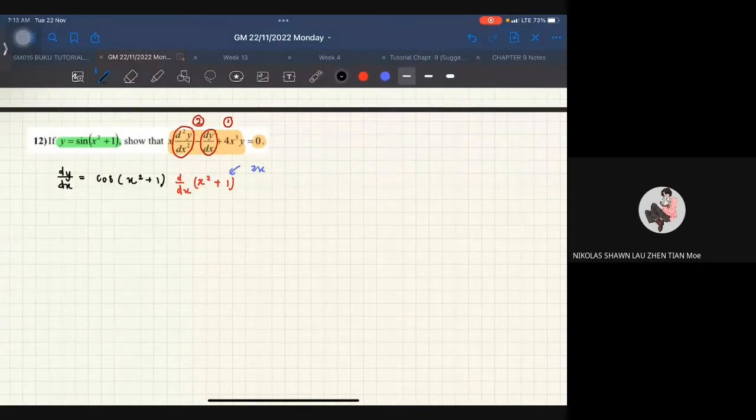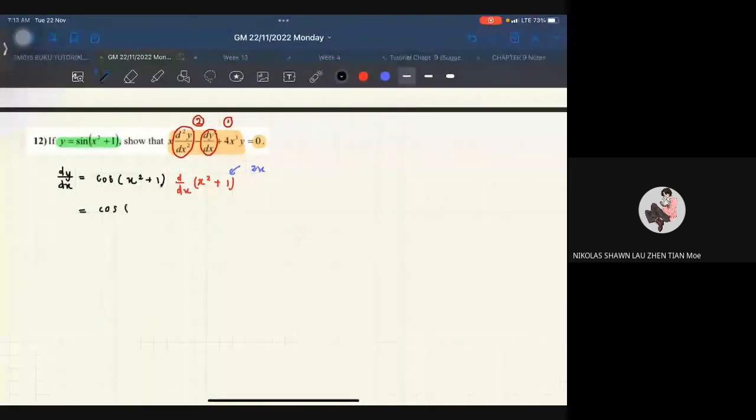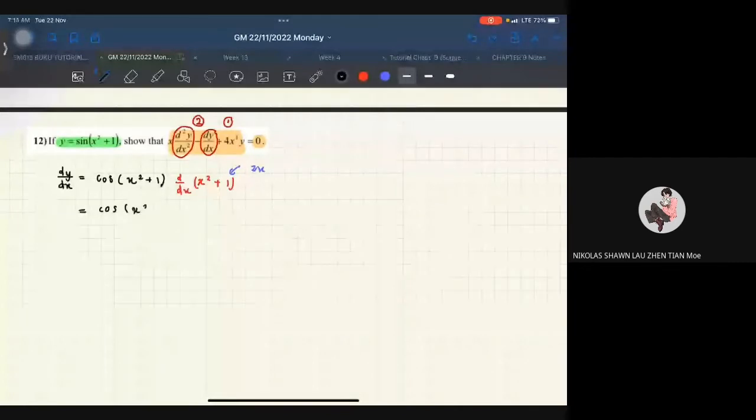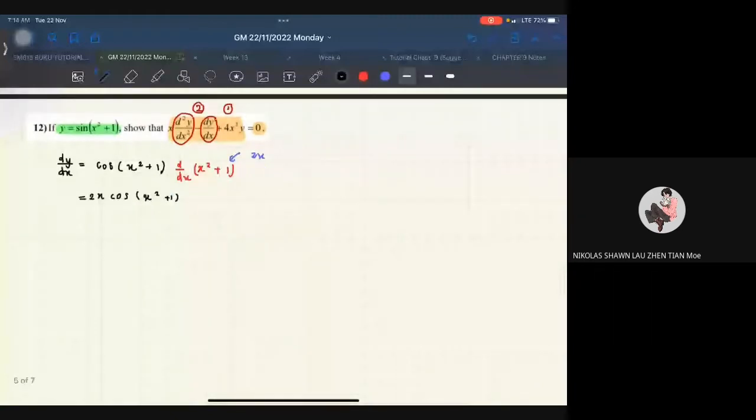Right, so let's just copy back this. Saya ada cos x square plus 1. Okay, and then you need to multiply it with 2x. Okay, so 2x ni saya letak kat depan lah. Dah tak boleh simplify. This is the simplest form ever. Okay, so settle dekat sini. Sekarang kita nak buat second derivative dia pula.